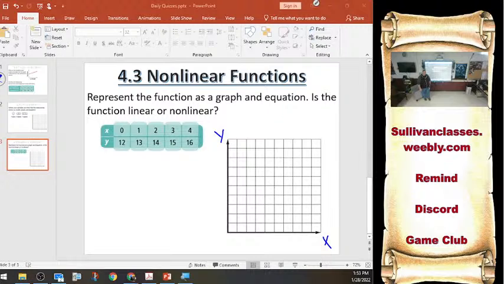Who went by 2s? Who went by 1s and just had a big graph? Okay. Who used the little lightning bolt thing in there to jump up? Okay. All of those are viable.